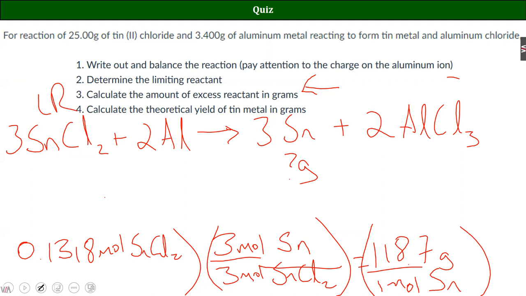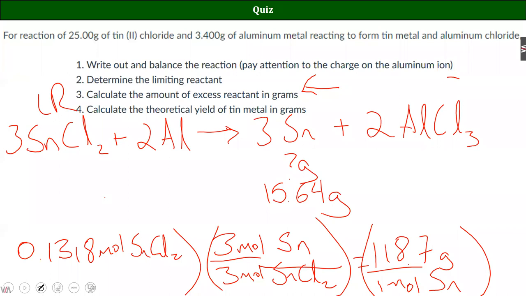All right, so if you start with 0.1318 moles of tin 2 chloride, every 3 moles of tin 2 chloride is 3 moles of tin metal. So that just cancels out 1 to 1. You get the same number of moles of product that we started with. Then we just need to use the new molecular weight of the product to multiply. We get something like 15.67, maybe? Somewhere in there. And that's your theoretical yield.